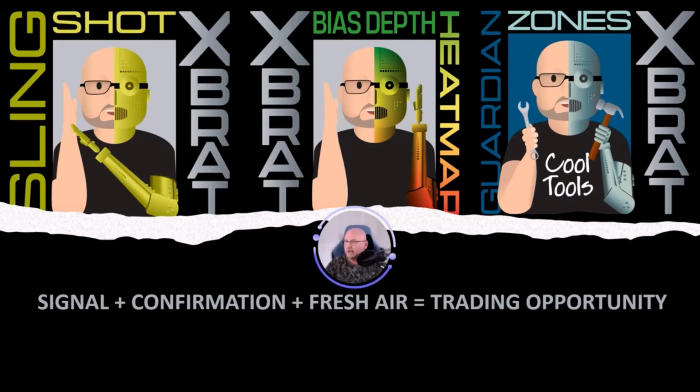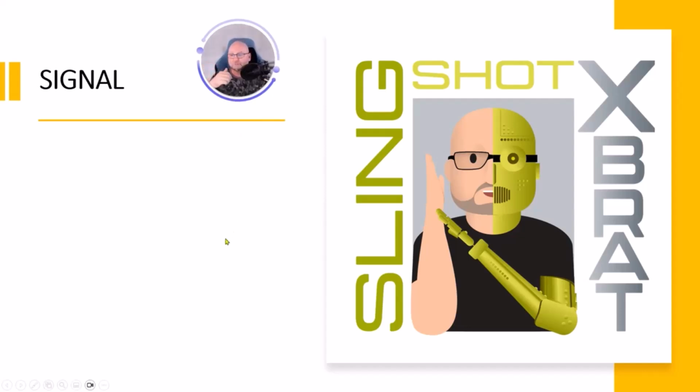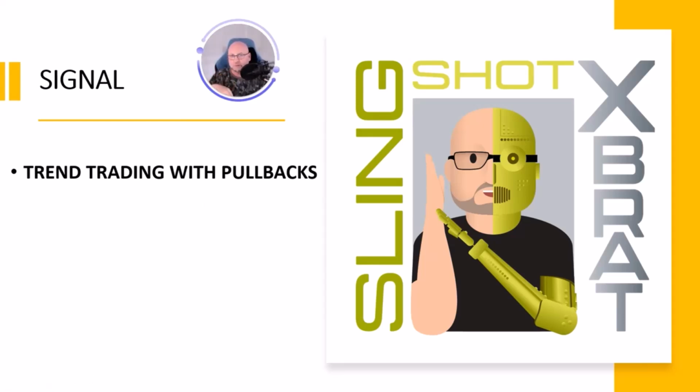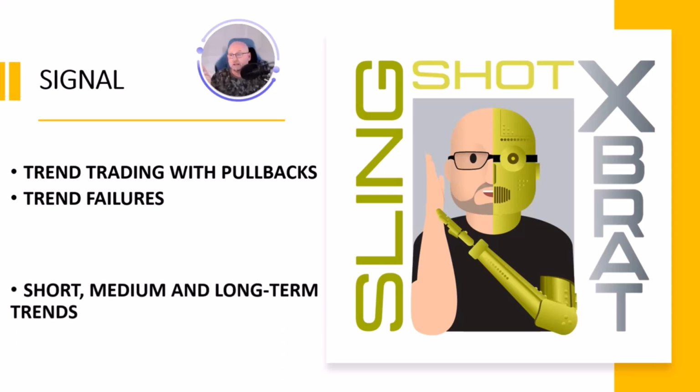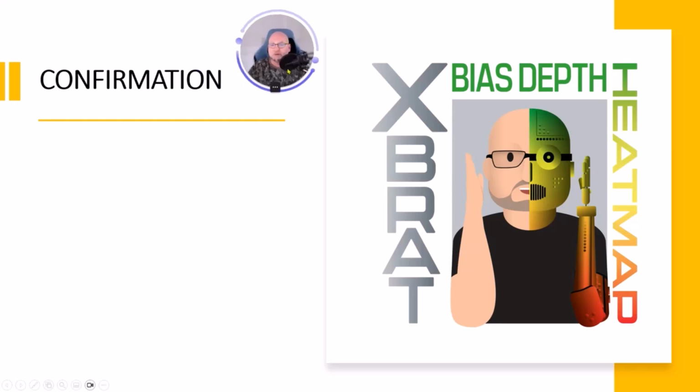First of all, the signal generator we're going to use today is the xBrat Slingshot. This is a trend trading with pullbacks type of strategy. For example, something moves up and then you get a pullback. We measure that pullback and then we look for the slingshot and give signals in the same direction of the trend. We also look at trend failures. We can trade those trend failures, and this is on short, medium and even long-term trends with stocks, for example.